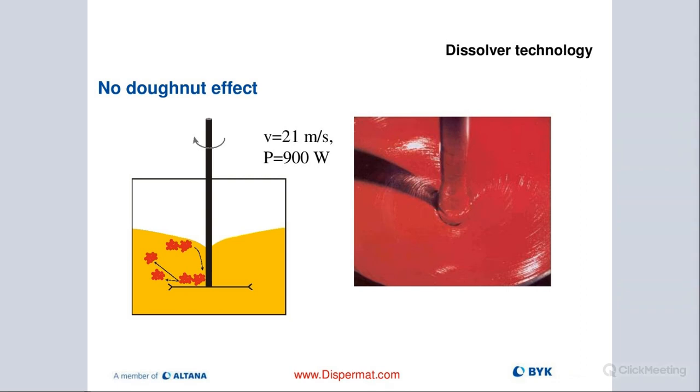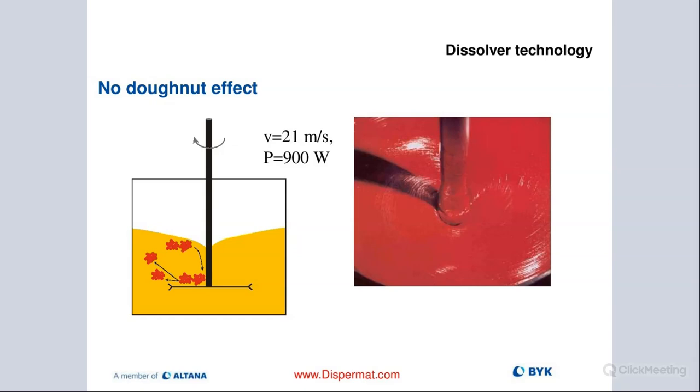Then we have a case where we don't have a donut at all. We're still maintaining the 21 meters per second, and we're putting in 900 watts of energy, but no donut is visible. So in this case, probably the viscosity is very high. We're able to put in a good amount of energy, but because of the viscosity, we're not able to see the donut being formed. Doesn't mean you're not pre-dispersing, it just means you're not seeing a donut, but you optimized the tip speed and you're putting in a good amount of energy. So you're really processing the material. It's just too viscous to really have a donut effect.